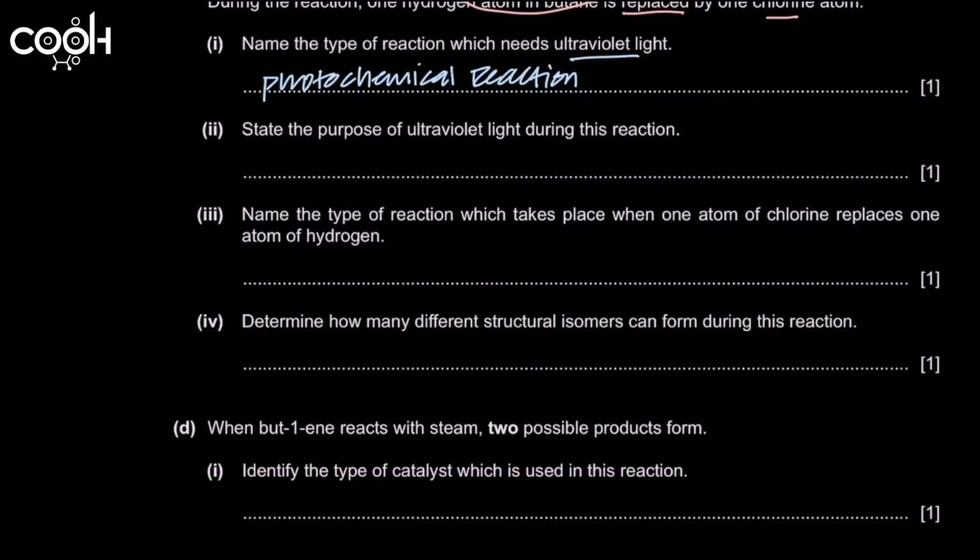Done. State the purpose of ultraviolet light. What does the ultraviolet light do? It provides the activation energy. What is the activation energy? It's the minimum energy that reactant particles need to undergo successful collisions. So to provide the activation energy, because we know alkanes are generally unreactive, right?